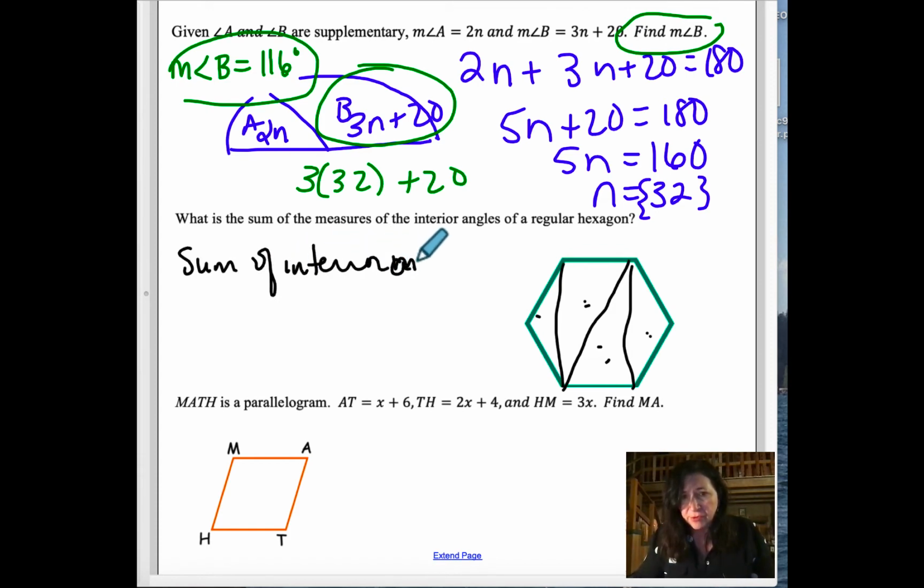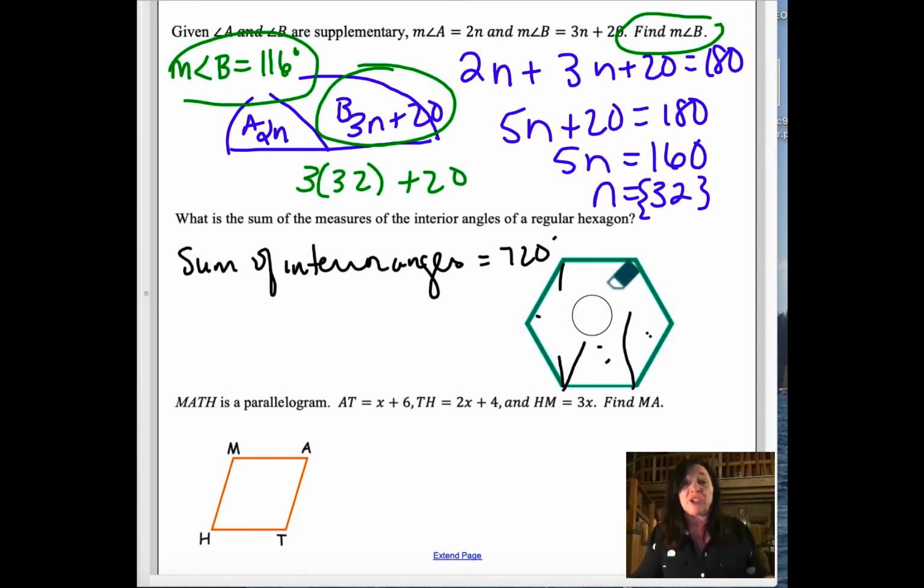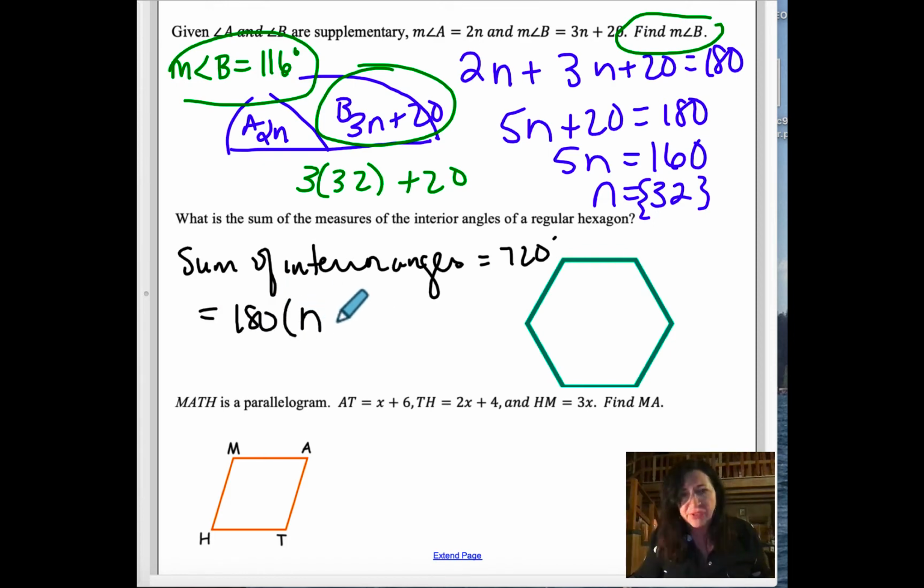So the sum of the measures of the interior angles, we'll go with angles, is equal to 720 degrees. Okay, so that's one option. It's just to divide everything into triangles, since you know that the measure of a triangle is 180 degrees. Similarly, there's a formula. To find the sum of the interior angles, it's going to be 180 times the number of sides minus 2. That's it. So number of sides, we have six, hexagon.